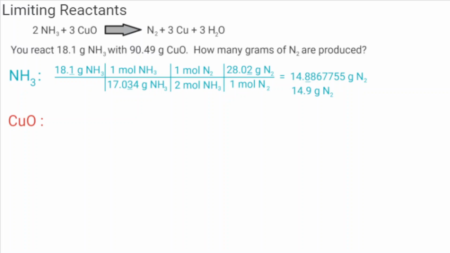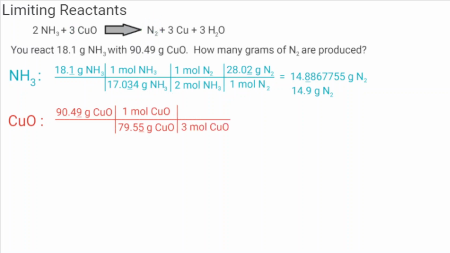And so if we start off with copper oxide, the problem was given that we have 90.49 grams of copper oxide. And again, we're going to go to our periodic table and figure out the molar mass of copper oxide. And we come up with 79.55 grams of copper oxide for every 1 mole of copper oxide. Now that we're in moles, we can use our chemical equation again, and we can see for every 3 moles of copper oxide, we'll make 1 mole of N2. So 3 moles of copper oxide for every 1 mole of N2.